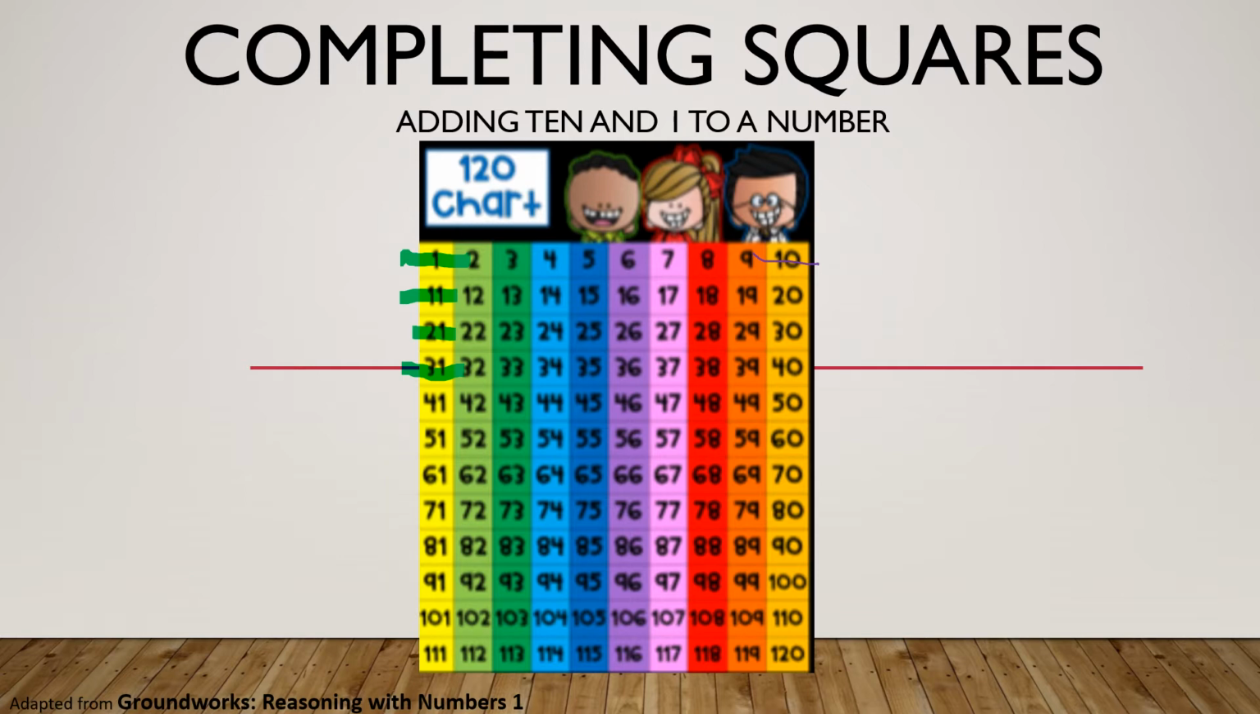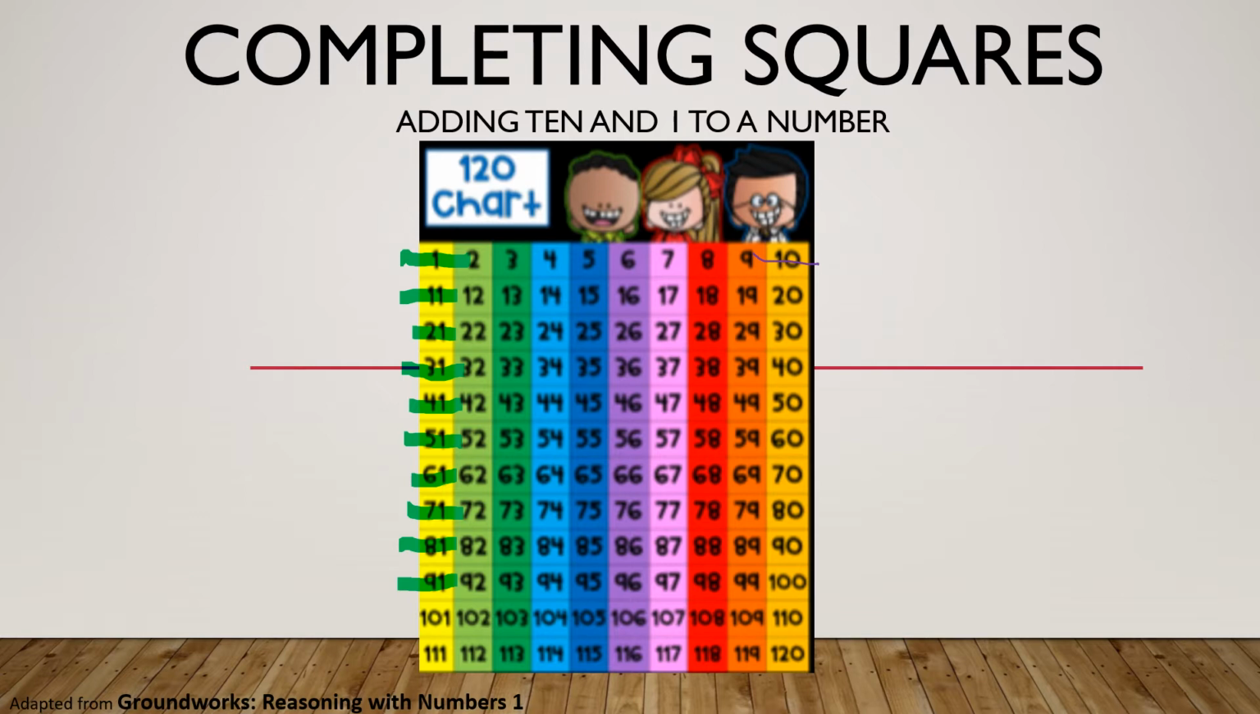Let's continue this pattern and count adding tens to each number. If we add 10 to 31, we have 41. If we add 10 to 41, we have 51. Add 10 to 51, you have 61. And let's keep going. Then we have 71, 81, 91. So by adding 10, we're just adding 1 in the tens column. You can see a pattern. We have 1, 11, 21, 31, 41, 51, 61, 71, 81, 91.